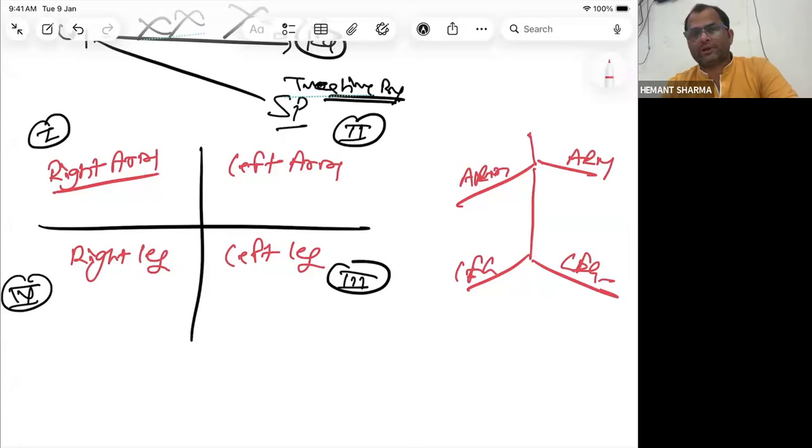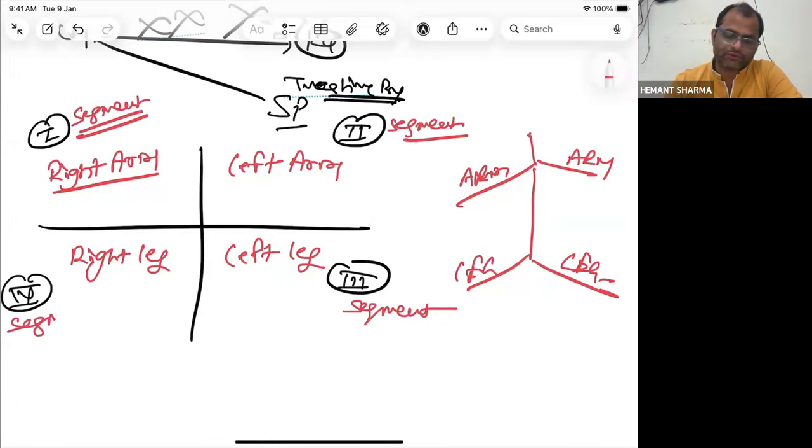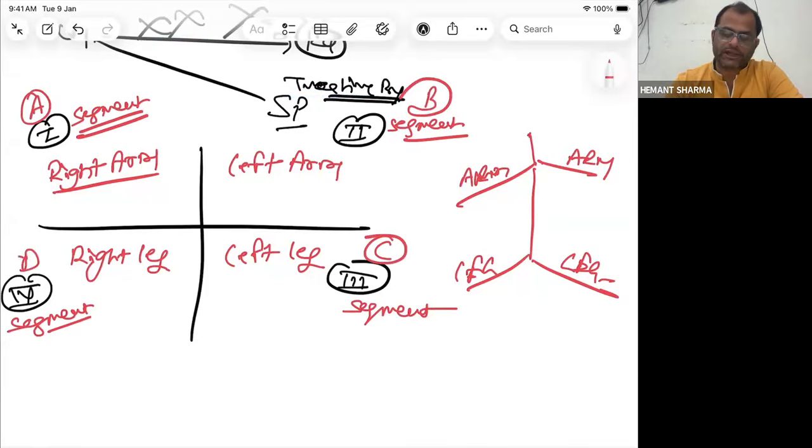So we can divide the body in 4 divisions. We can say this is the first segment, this is the second segment, this is the third segment, and this is the fourth segment. Or in shortcut, we can also say A segment, B segment, C segment, and D segment.